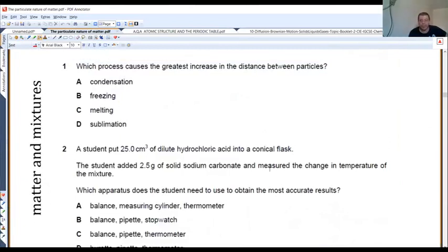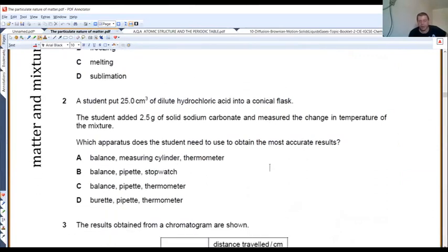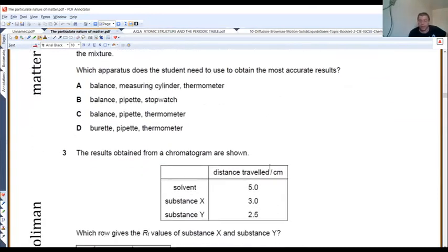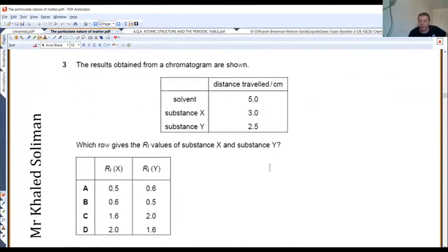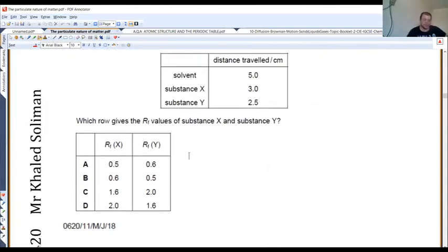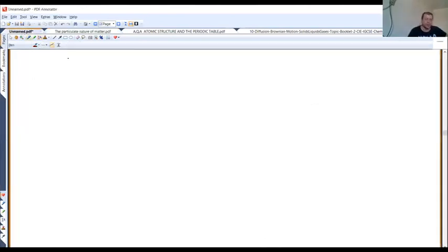Which process causes the greatest increase in distance between the particles? This one is sublimation, changing from solid to gas, increasing distance. A student put 25.0 of dilute hydrochloric acid in the conical flask and 2 grams. So which equipment is required to measure 25? Which equipment is required to measure 2.5? You get it? Those are the kind of questions which we have from CIE. Sorry, there is a small part here we're supposed to know.